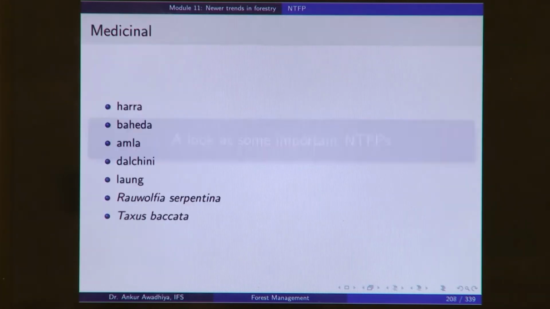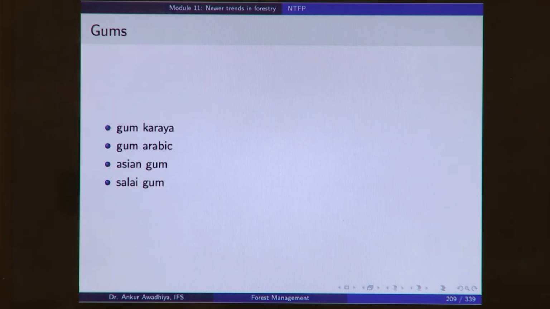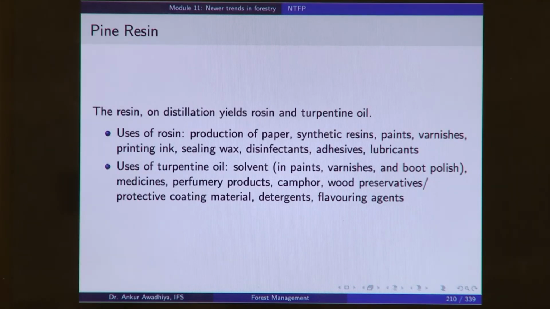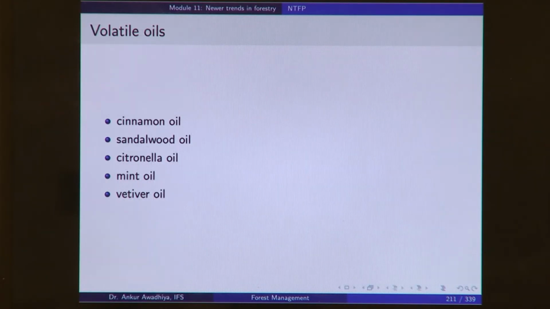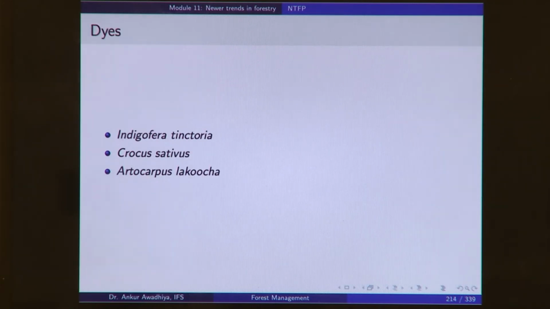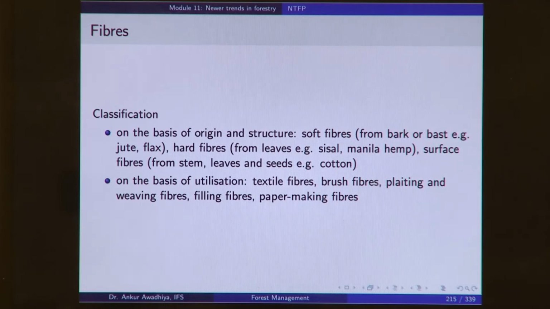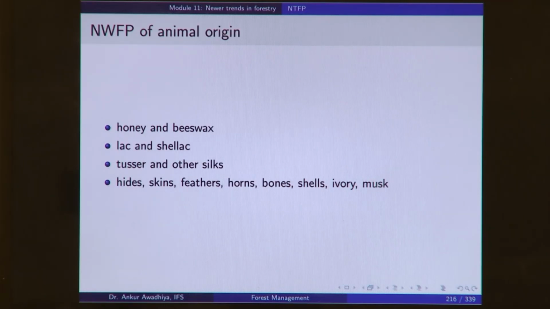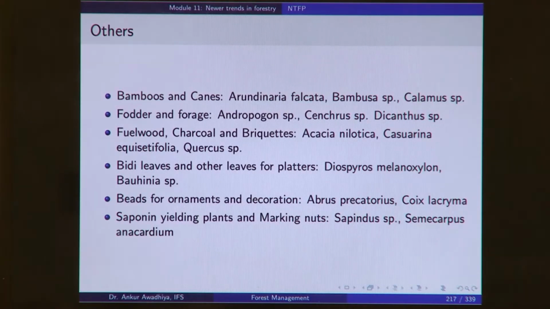Next, we looked at some important NTFPs including medicinal plants, gums, pine resin. Now, resin on distillation gives you rosin and turpentine oil, both of which have different uses. Volatile oils, fatty oils, tannins, dyes, fibers, we looked also at the classification of fibers, non-wood forest produce of animal origin, and also the other NTFPs.